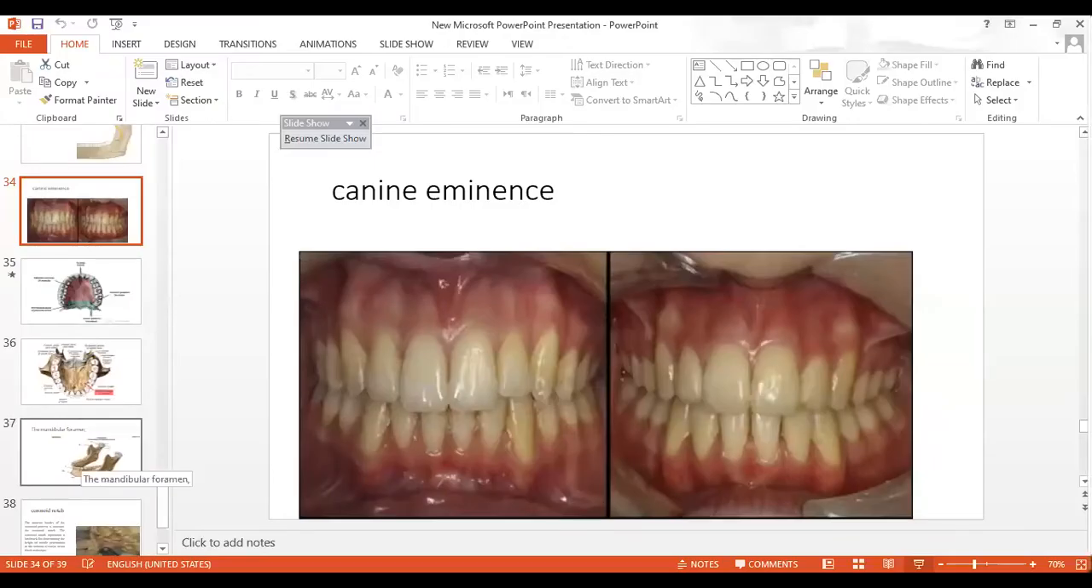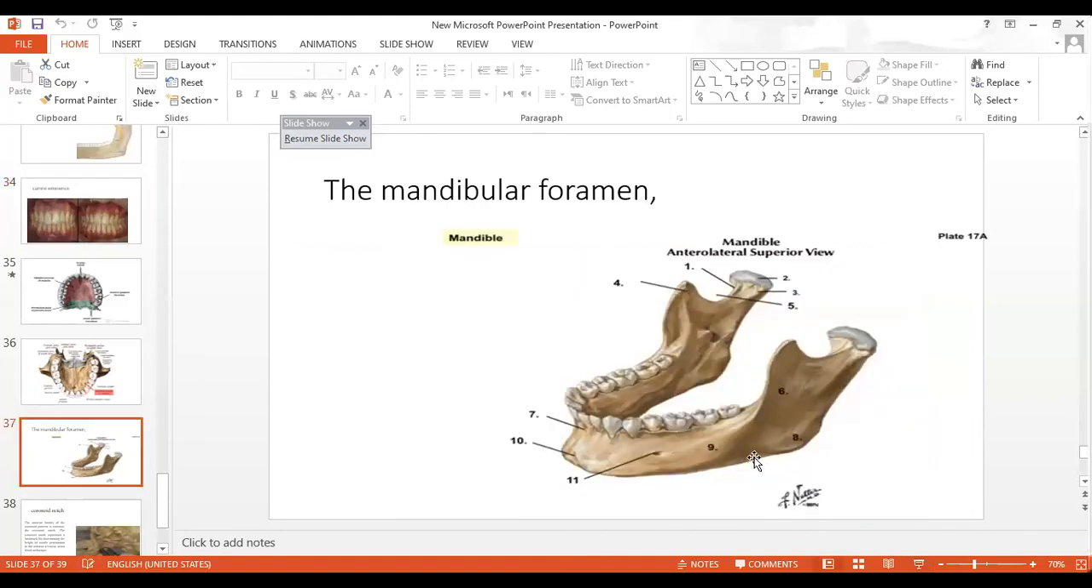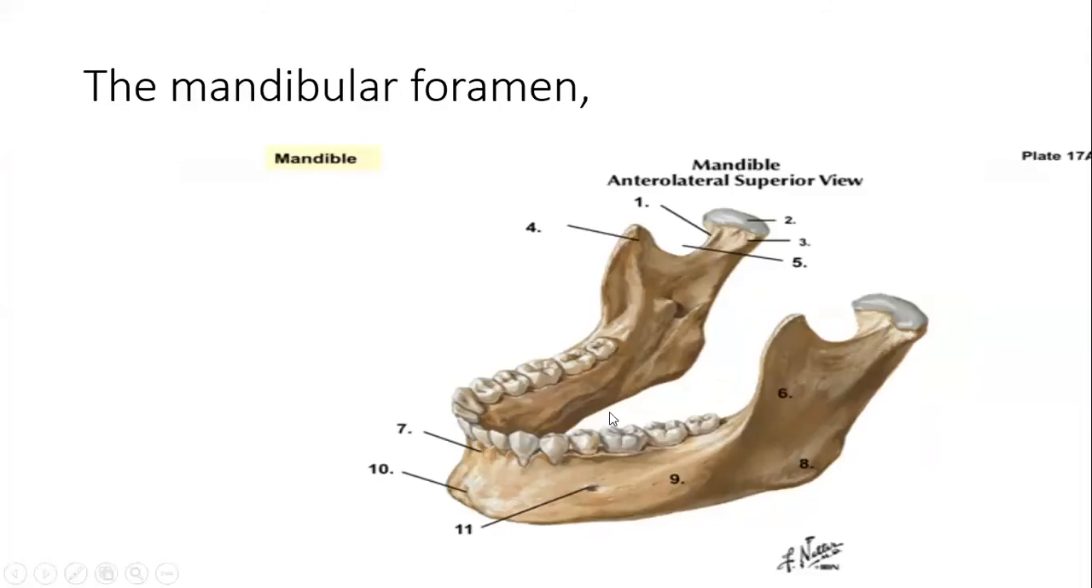Now the landmarks we have in the mandible. This is the mandibular foramen through which the inferior alveolar nerve and the blood supply, also the inferior alveolar artery and the inferior alveolar vein, enter through this foramen to supply the lower mandibular arch. This small structure is called the lingula.